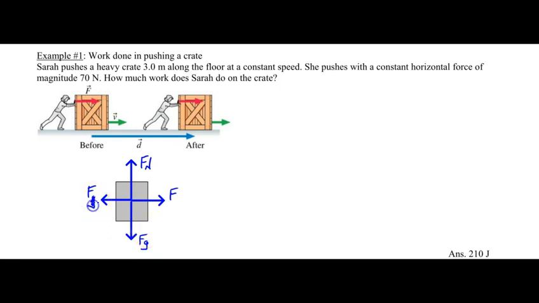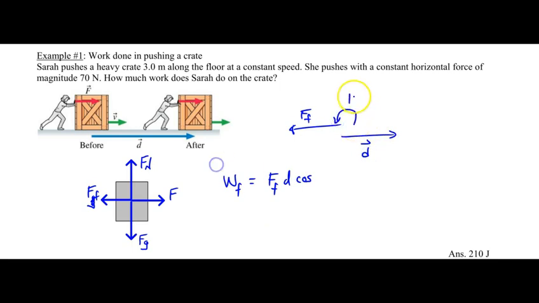The force of friction would actually do negative work. The work done by the frictional force would be the force of friction multiplied by the distance multiplied by the cosine of the angle between the frictional force, which is backwards, and the displacement, which is going forwards. That angle is 180 degrees, and the cosine of 180 degrees is negative, so it gives you a negative answer. And so really, friction is dissipating energy out of the box system.